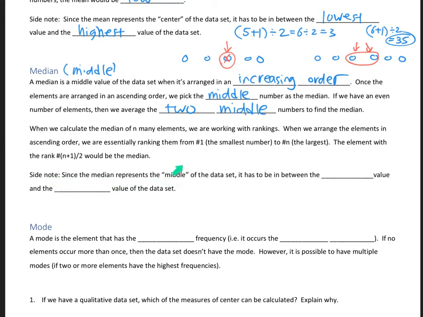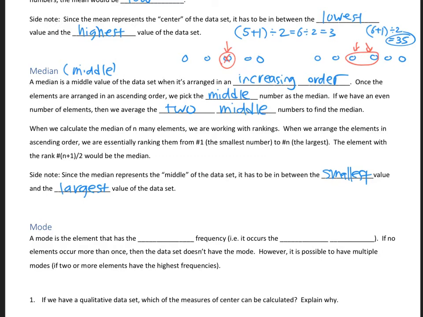Since the median represents the middle of the data set, kind of like the mean, it has to be between the smallest value and the largest value. Again, if you're getting like 60s, 70s, and 80s on your quizzes, then your mean cannot be like 90, right? It has to be between the range of numbers you're getting.